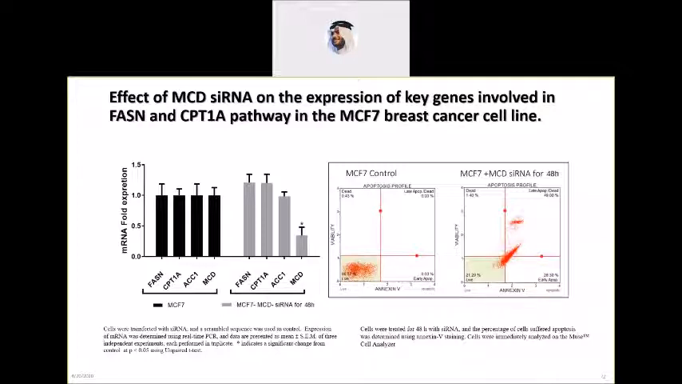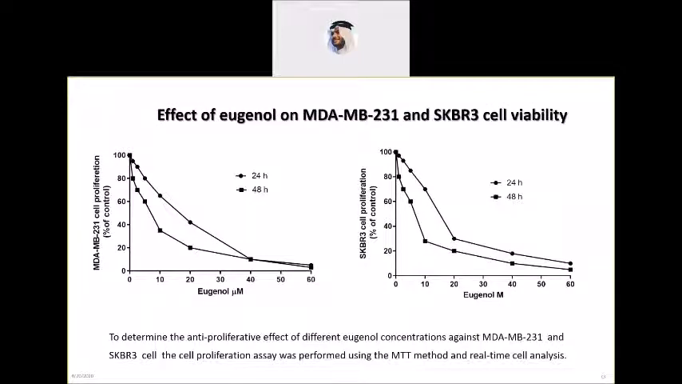And after that, we test the effect on the apoptosis profile of the transfected cells, and we found that treatment of the MCF7 cells with the MCD small interference RNA led to 28% of cells suffering from early apoptosis, whereas around 50% of cells suffered from late apoptosis.